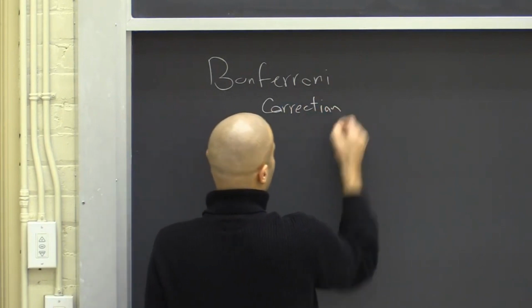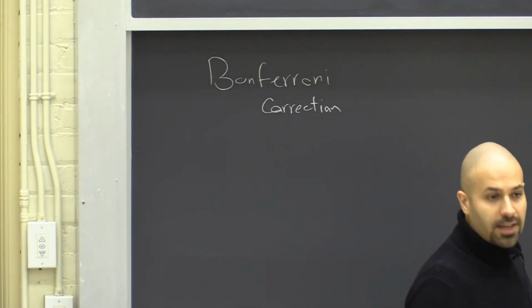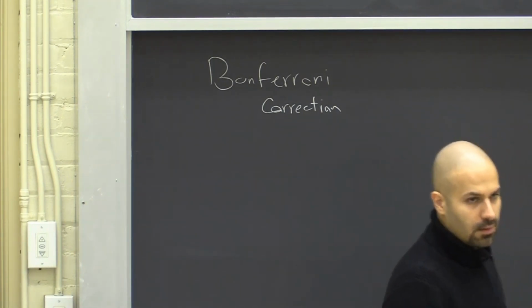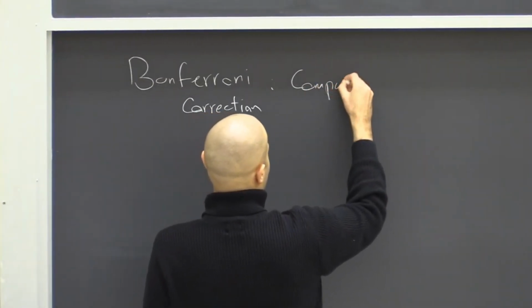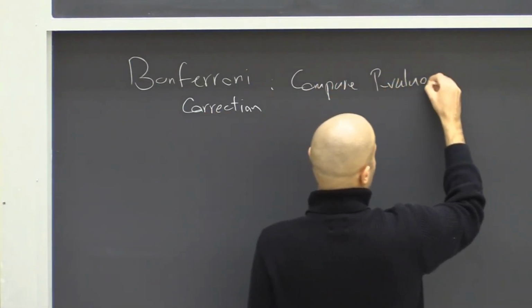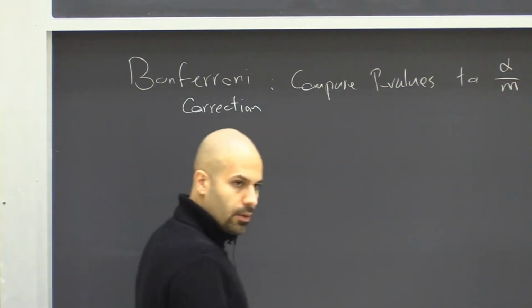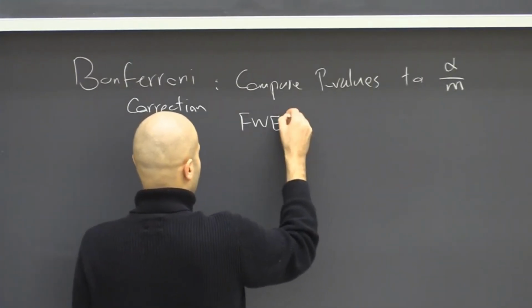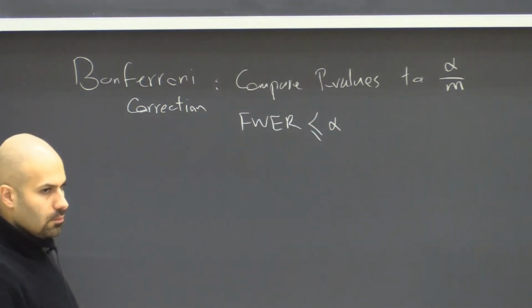the idea is very simple. The idea is that for the p-values that we get from those tests, we don't compare them to alpha, we compare them to alpha divided by m. That's it. So compare p-values to alpha divided by m. When we do this, this correction guarantees that family-wise error rate will be less than alpha.